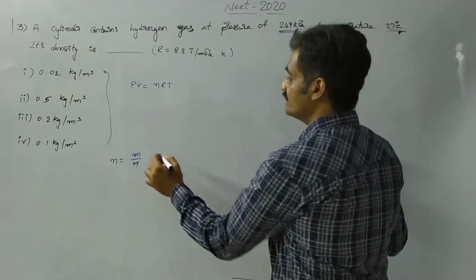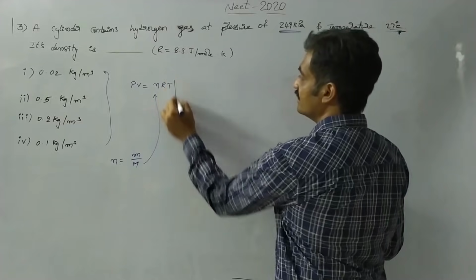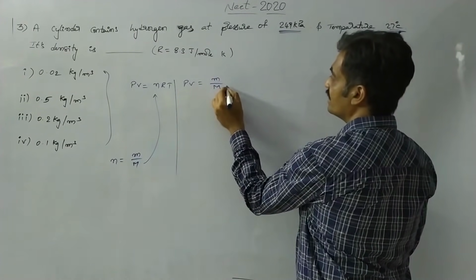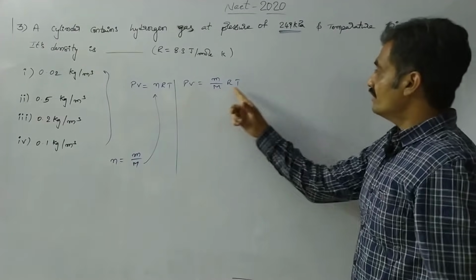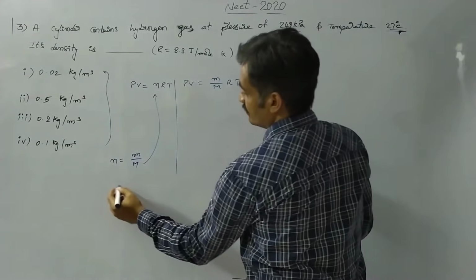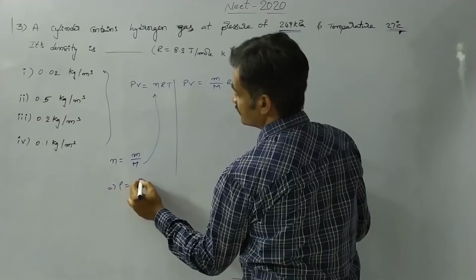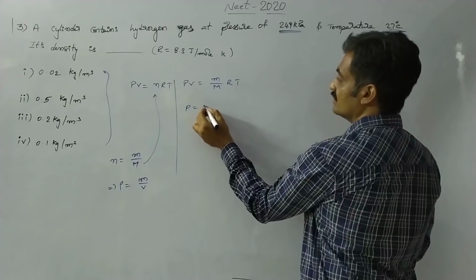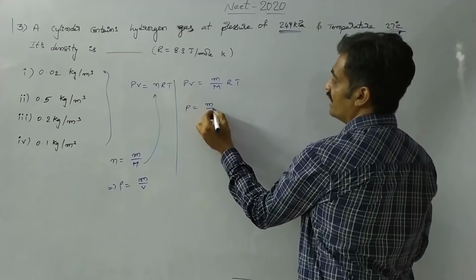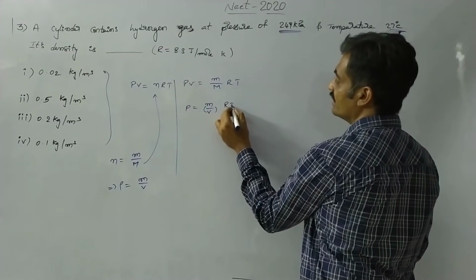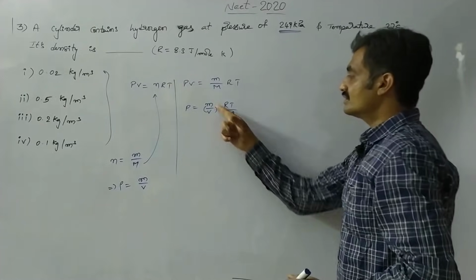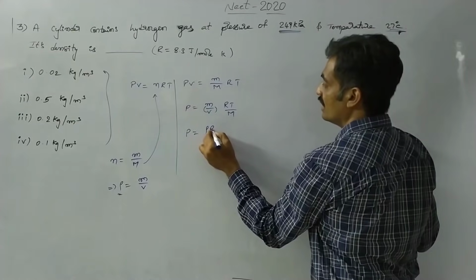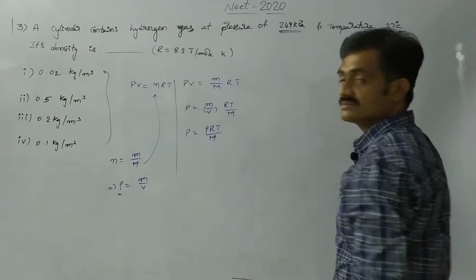Here n equals small m by capital M. If I substitute this value in the equation, we can write PV equals small m by capital M into RT. We know that density is mass by volume, so we have P equals m by V into RT by capital M. Now m by V is nothing but rho. If I substitute, we have P equals rho RT by M.